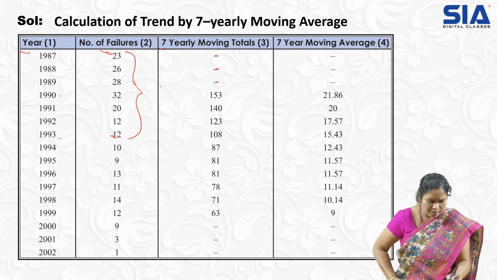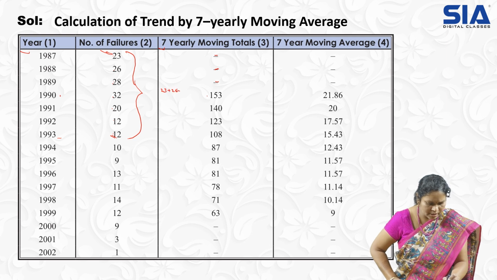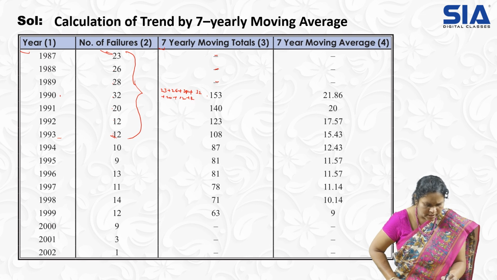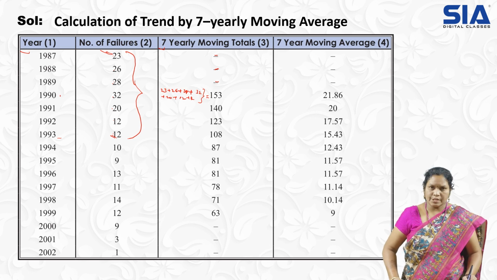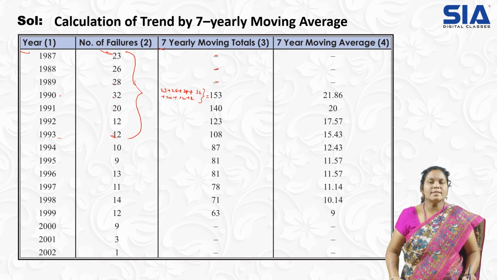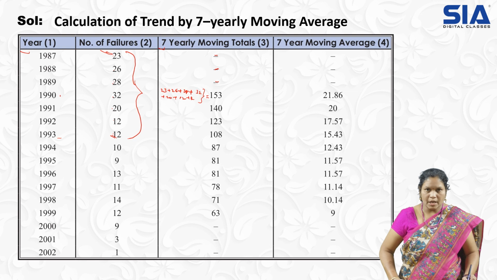So I have taken an arrow here, so that it will be clear for me. 23 plus 26 plus 28 plus 32 plus 20 plus 12, again plus 12. So check it out, 7 values I have taken, 7-year values I have added. I have got the answer as 153. So first 7 values I have to add because we are doing a 7-year moving average.